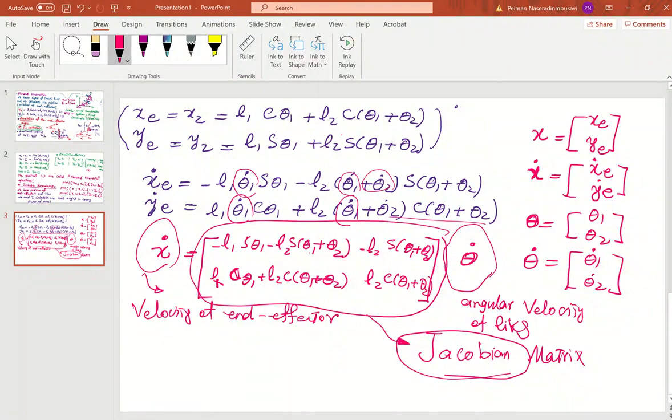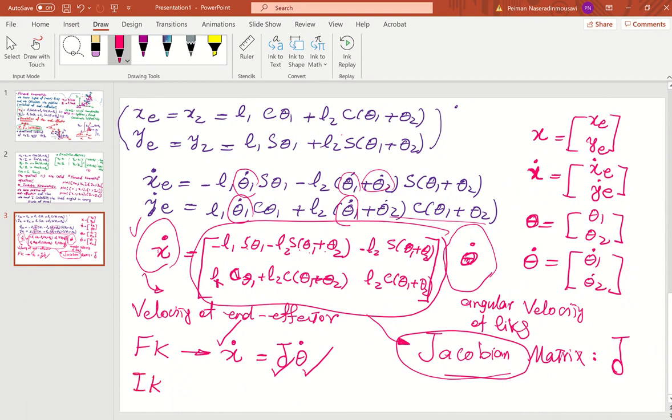But in forward kinematics, we have these and we want to calculate this. We have the angles and the angular velocities, and we want to calculate this. So in forward kinematics, we are using this relation: x dot is equal to J theta dot, where the Jacobian matrix is shown with J. Why? Because we do have these and we want to calculate this.